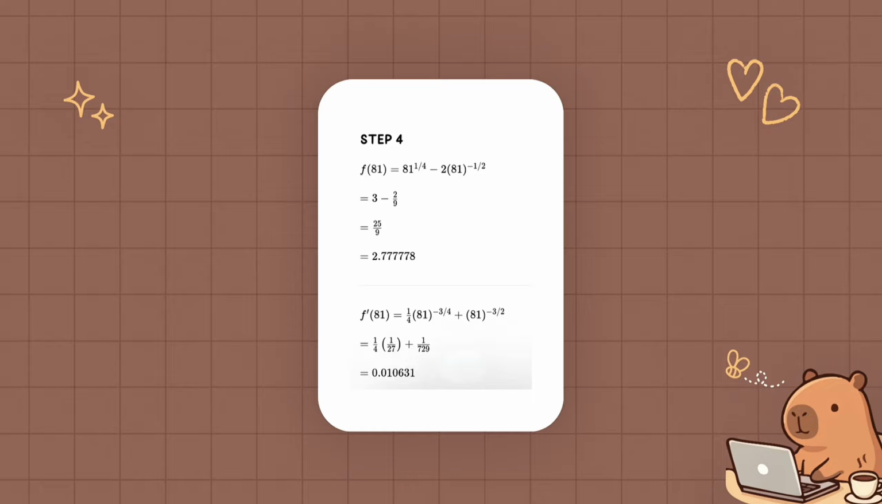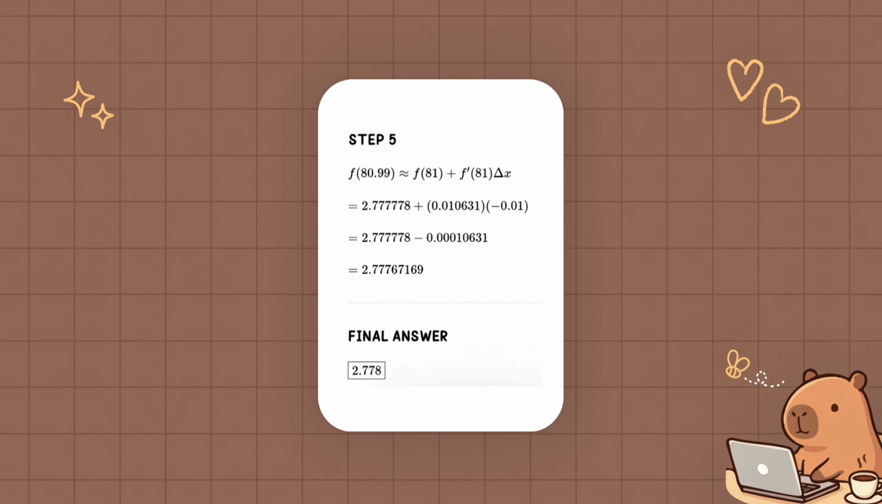Next, we calculate f prime of 81. Substituting 81 into the derivative gives 1/4 multiplied by 1/27 plus 1/729. After simplifying, we obtain 0.010631. Now, we apply the linear approximation formula. f of x naught plus delta x is approximately equal to f of x naught plus f prime of x naught multiplied by delta x.